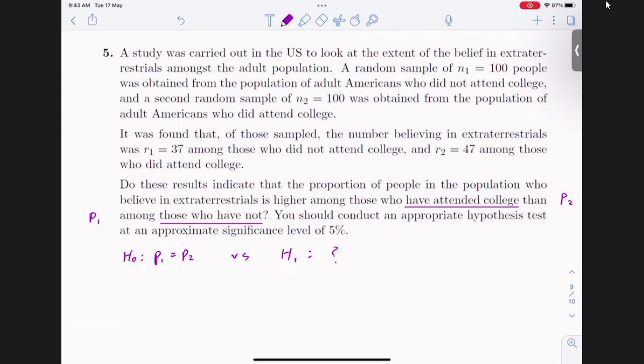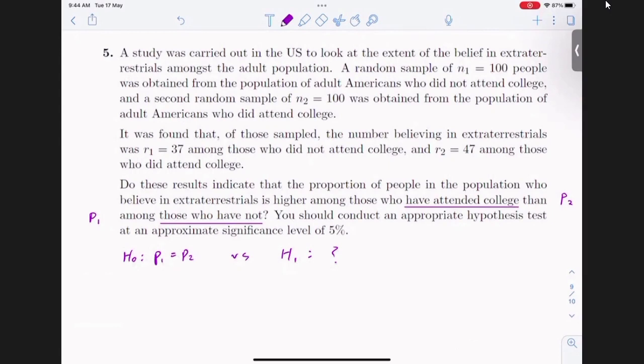Now, to formulate the hypothesis, because it is not explicitly stated, the null hypothesis may state that they are the same. This is the hypothesis you have seen throughout the whole course. But now, what is the alternate hypothesis? It depends on our interest. What we are going to test. It is suggested by this sentence. Do these results indicate that the proportion of people among those who have attended college is higher than those who have not?